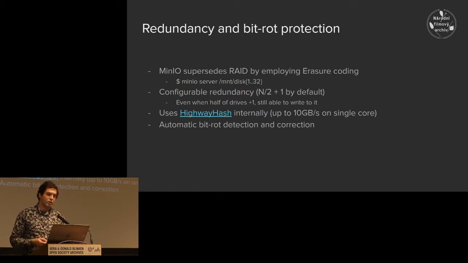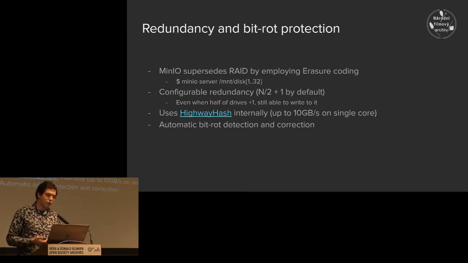MinIO is able to hold the data in several locations for redundancy. So there's no need for proprietary RAID anymore, as the function is superseded by the erasure code algorithms. When starting the server, one has to specify a list of directories where MinIO should make the storage. It is expected that those will be empty drive mounts, but those can be any directories as well. The redundancy ratio is configurable, but the default is configured in a way that even if half of the drives are gone, the data can still be accessed. Write access needs a majority of the drives, though.